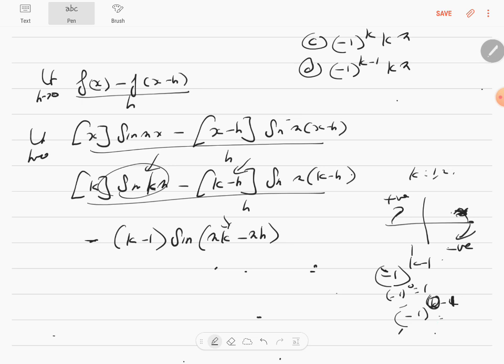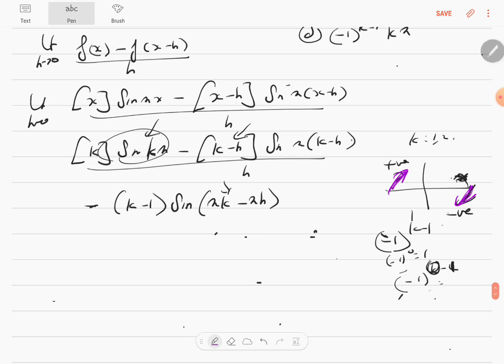So depending on whether it's 2 pi minus or 1 pi minus, that is a pi minus or a 2 pi minus, k being 1, 2, 3, it takes the value minus 1 whole to the power k minus 1, divided by h. So minus of k minus 1 into minus 1 whole to the power k minus 1 into sine pi h by h.